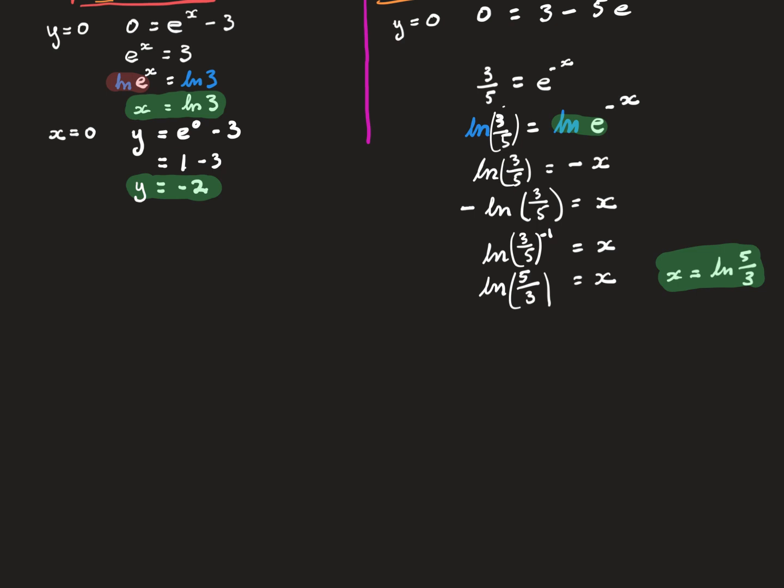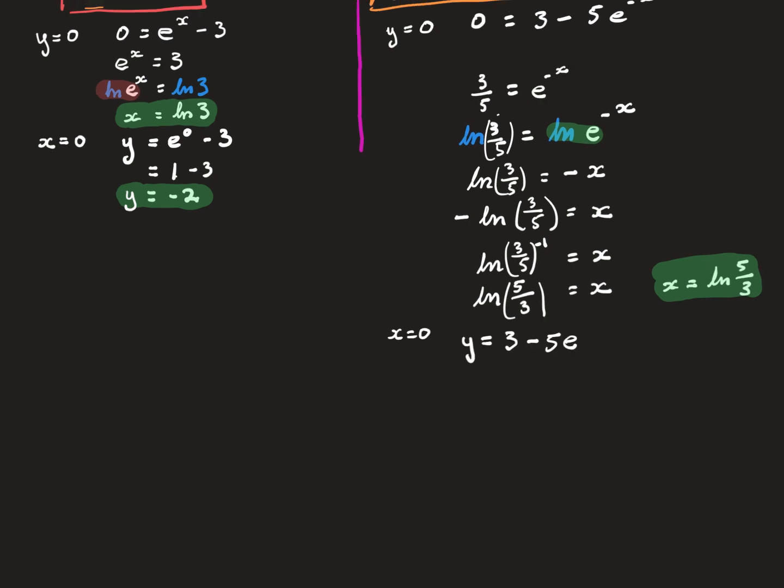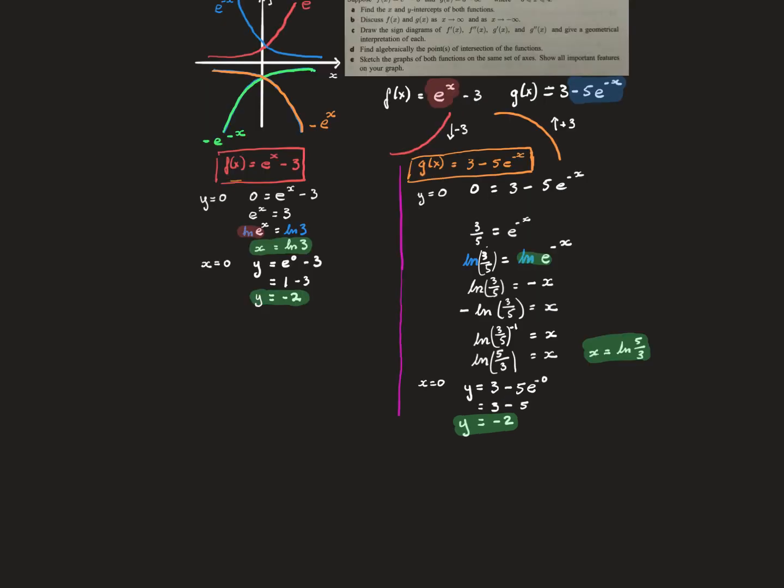And one more step. When x is equal to 0, to find the y-intercept, we're going to have 3 minus 5, and that just leaves y equal to minus 2. Interesting, because the other function had the same y-intercept. This information will help us to accurately draw the functions, because we already know that they are curved one way and curved the other way, but now we need to know where they intersect.